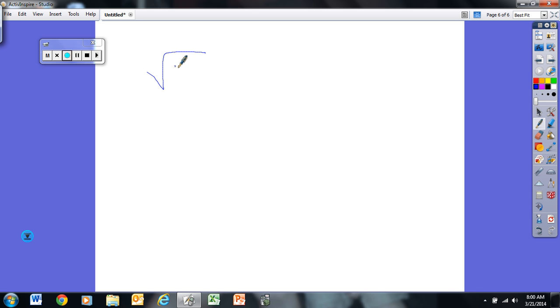Root 50 times root 12. So if I do it first, this is 5 root 2, and this is 2 root 3. This is a bad example because I'm not going to have to simplify. What would I do if this was a 6? So that would be root 24. Let's try this.